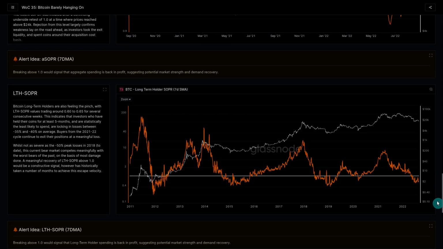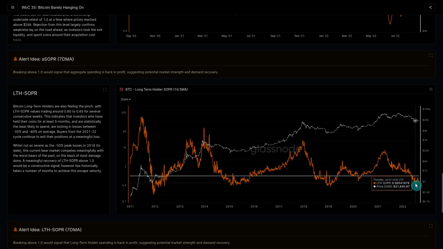And getting towards the end of this session, we're looking at the long-term holder SOPR. So the same thing, it's a profit multiple, but we're looking specifically at investors that have held their coins for more than 5 months. Statistically speaking, they are the least likely to spend their coins. Now you can see here that we've been in below 1 territory for some time. We got down to around 0.6, which means that on average, long-term holders are locking in 40% losses.